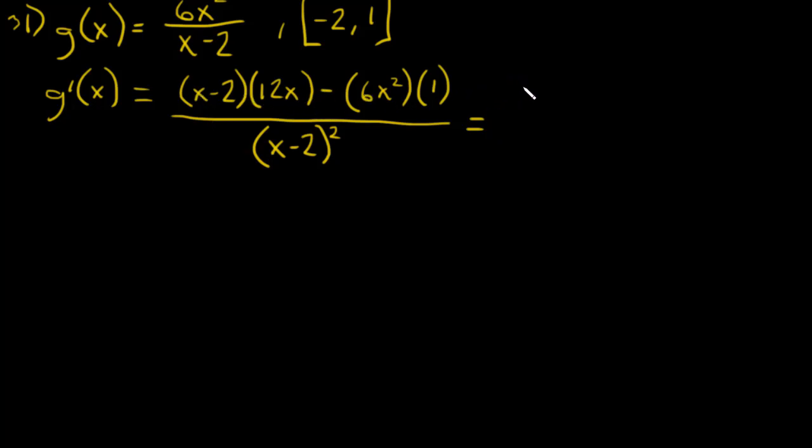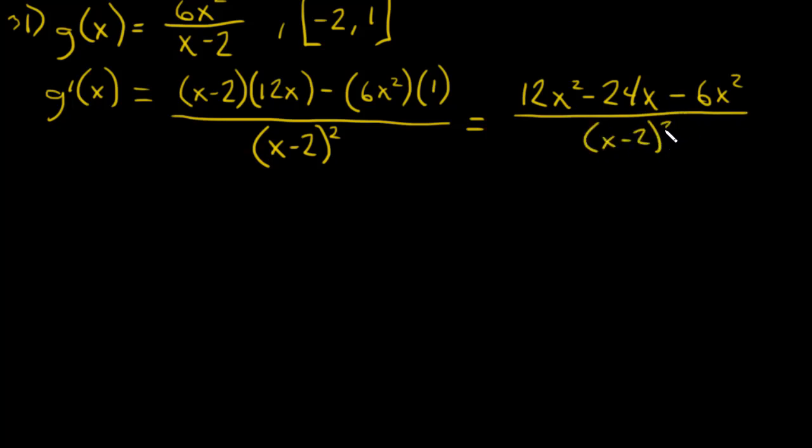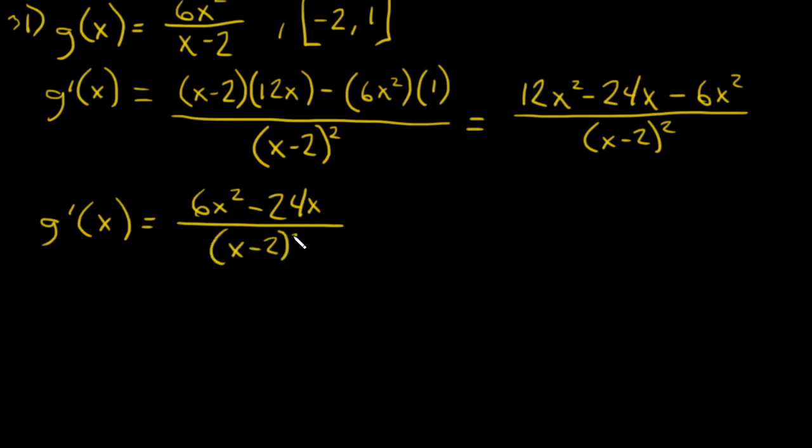So 12x times x is 12x squared. 12x times negative 2 is negative 24x. And then minus 6x squared, all that over x minus 2 quantity squared. Okay? So 12x squared minus 6x squared is going to be 6x squared minus 24x, all that over x minus 2 quantity squared.